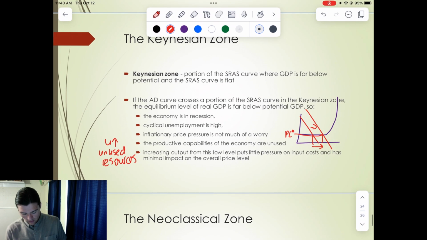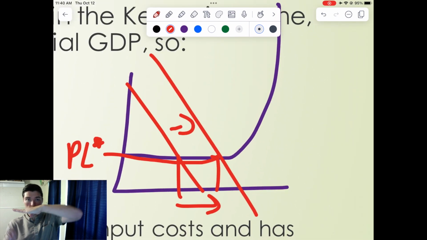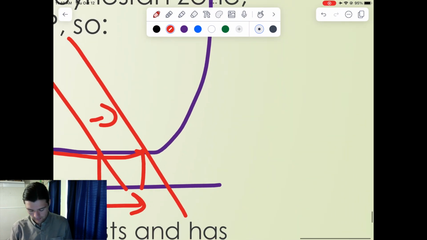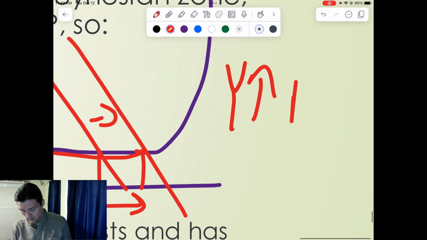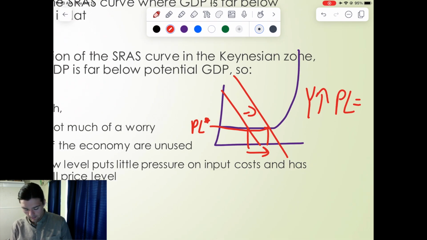So increasing output from this low level does put a little pressure on input cost and has minimal impact on the overall price level. So in the Keynesian zone, it's flat. So if you were to increase GDP from here to here, there would be no changes in the price level, but you could increase output. So output could go up and price level is going to remain relatively the same.